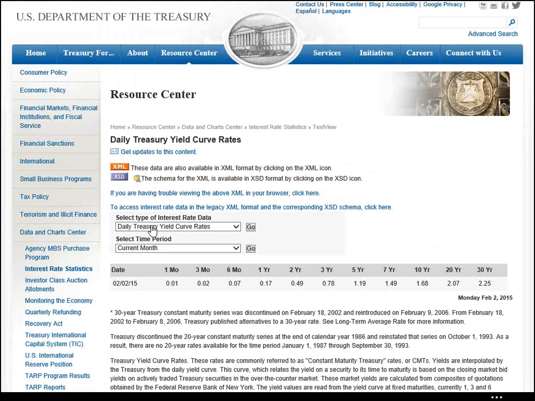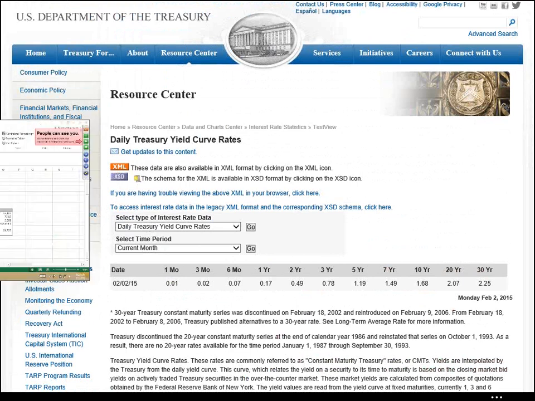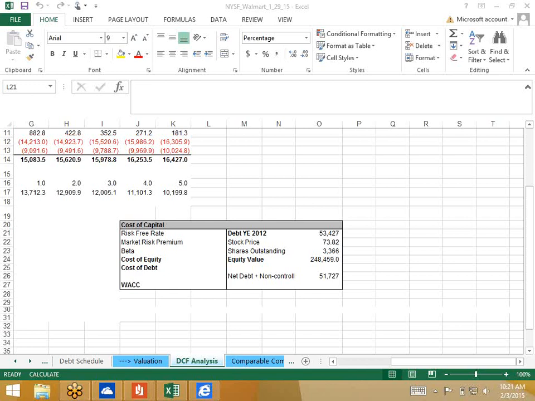So they're at 2.25% for 30-year. I like to do a 30-year analysis. 2.25%. So our risk-free rate is 2.25%. U.S. Department of Treasury is where you get that. So for the model here, I would do risk-free rate 2.25%, market risk premium 5.75%.